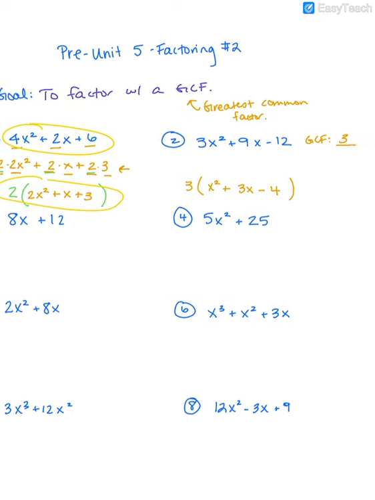Now, do you have to write this step right here that we wrote last time? No, not necessarily, but if it helps you, you're more than welcome to write that step in. So if I were to write that step in, I have 3 times x squared plus 3 times 3x minus 3 times 4. Or you could write this as plus 3 times negative 4. It doesn't matter.